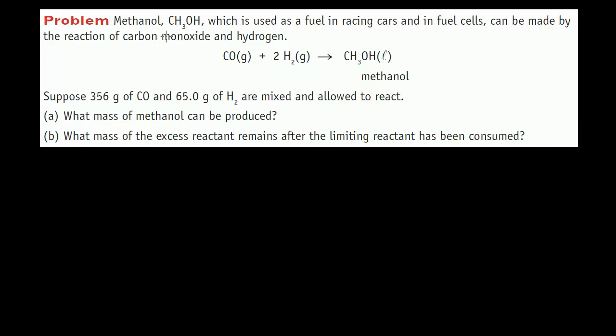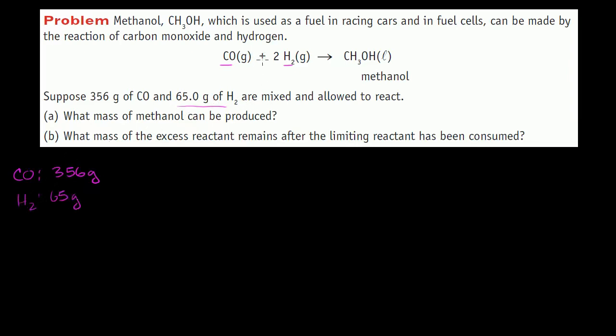We're told methanol, which is used as a fuel in racing cars and fuel cells, can be made by the reaction of carbon monoxide and hydrogen. So this is the methanol right there. They're giving us 356 grams of carbon monoxide. So carbon monoxide, we have 356 grams of it. And they're giving us 65 grams of molecular hydrogen, 65 grams.